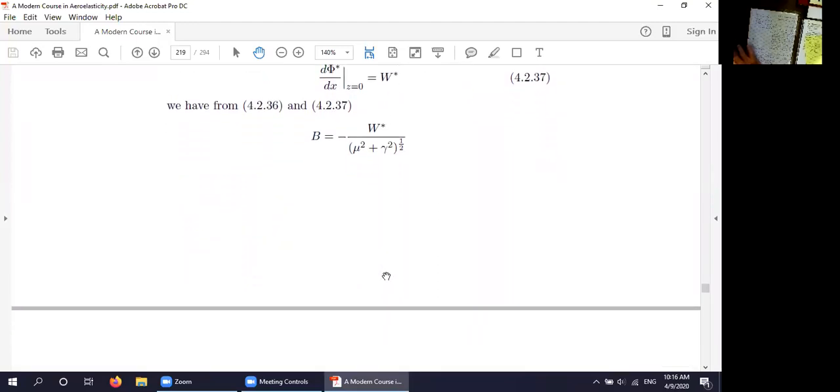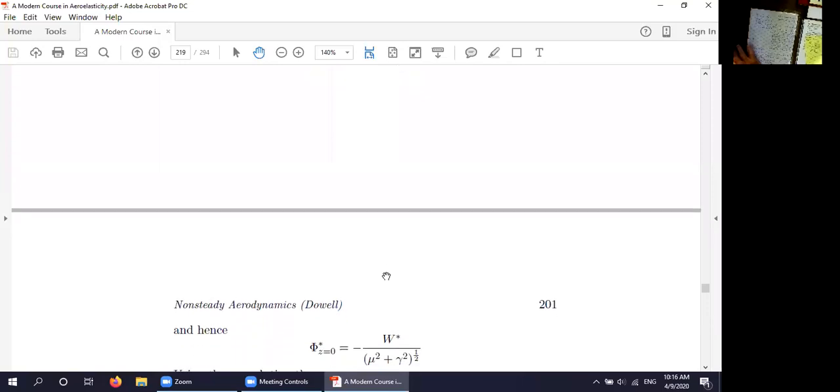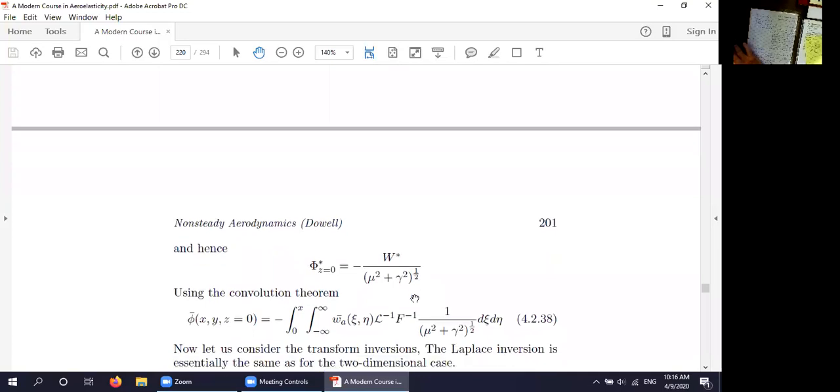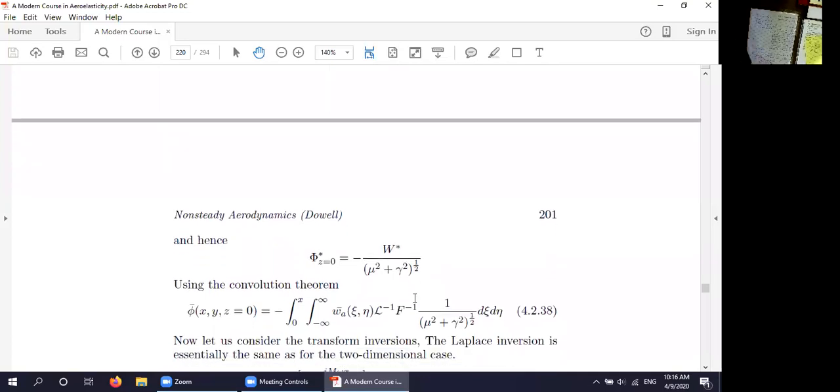And then inverting, well, there's a solution for B. And then once we know B, we know the velocity potential itself. And at the special place, namely on the wing, at z equals 0, it becomes this. Otherwise, there's an exponential factor, which is 1 at z equals 0. And then we do a double inversion with respect to both x and y, and that's the solution. So we're done, more or less.